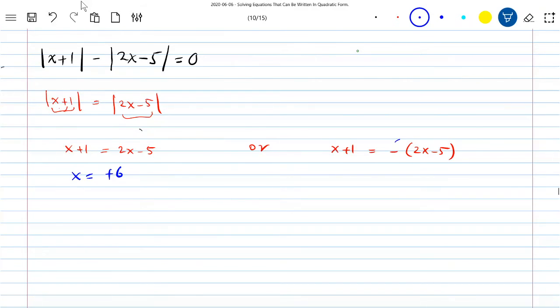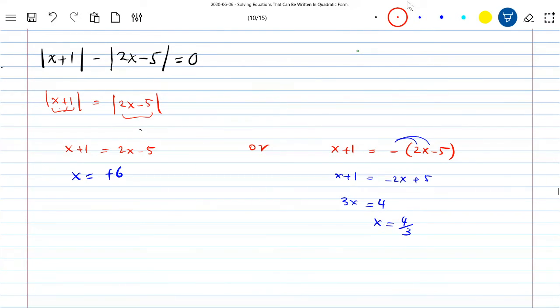And on the right-hand side, you distribute this negative. Don't forget that. You'll get x plus 1 equals negative 2x plus 5. And then if you solve, x becomes positive 4/3. Maybe I should have done this so I'm sure that I don't make any mistake. So add the 2x to both sides, you get 3x. Subtract the 1, you'll get 4. x equals 4/3.